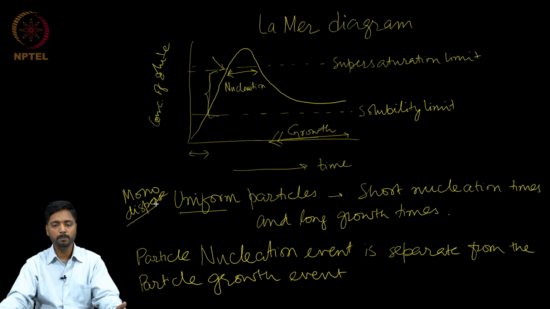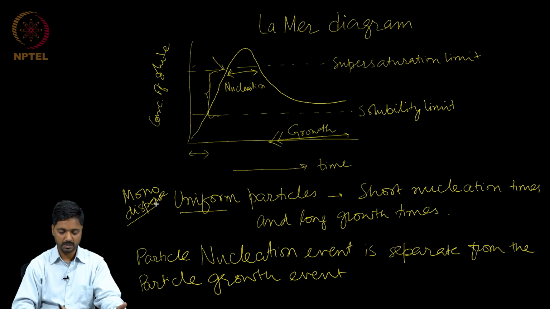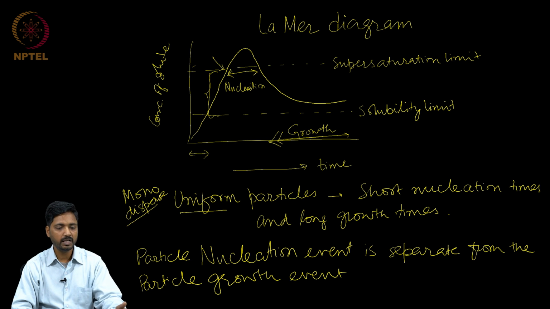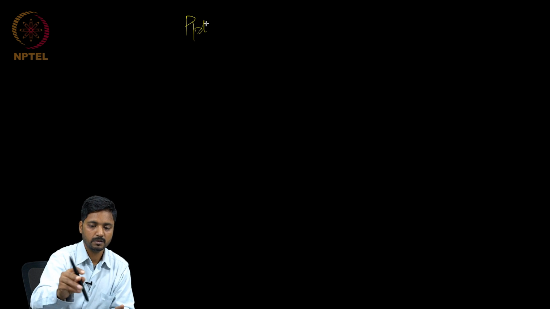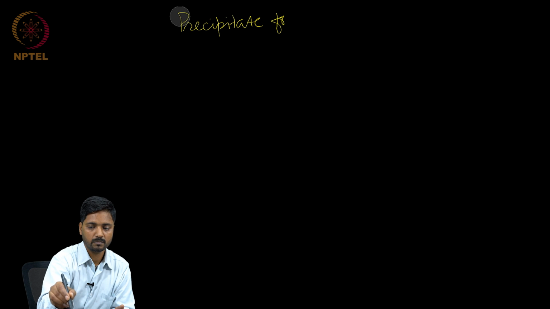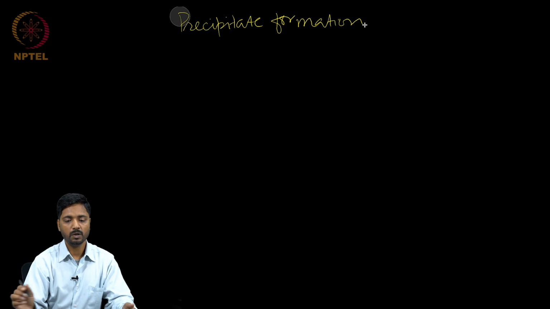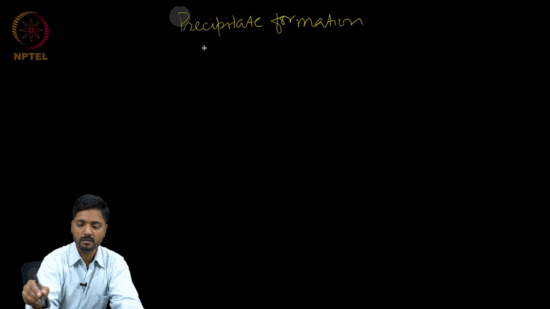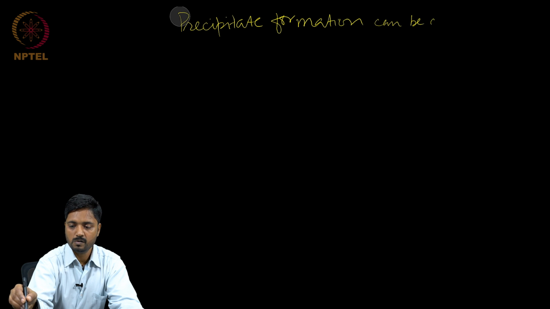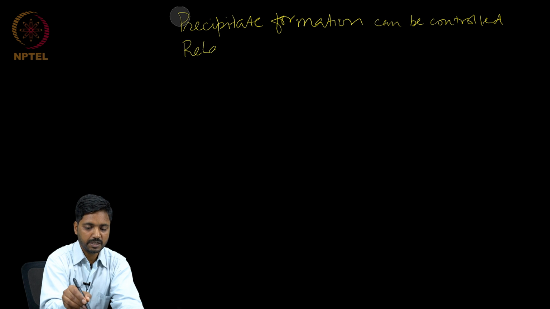How we practically achieve this is what we will see in the rest of this class. One way through which the precipitate formation can be controlled is by controlling what is known as the relative supersaturation.